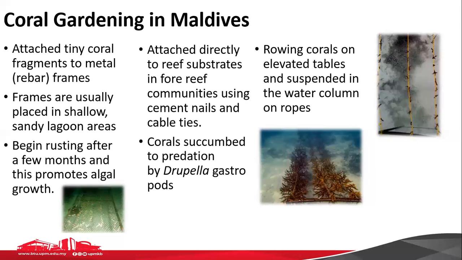So they changed the technique to attach directly to the reef substrate in the reef community using cement nails and cable ties. But this technique made the corals subject to predation by Drupella gastropods. So the last technique is growing coral on an elevated table suspended in the water column on rocks. This is the most suitable technique that they found and they use this technique.